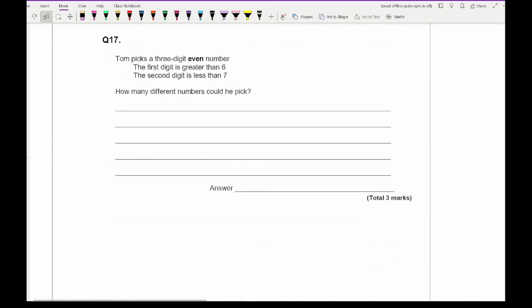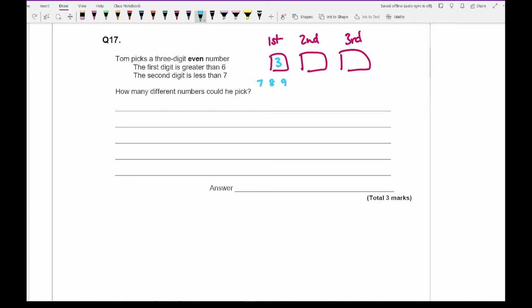Then moving on to our last and final example. So here it says Tom picks a 3-digit even number. The first digit is greater than 6 and the second digit is less than 7. How many different numbers could he pick? So here I've got a 3-digit number. So this is the first, this is the second, and this is the third. Now, in terms of his first digit being greater than 6, numbers greater than 6 are either going to be 7, 8, or 9. So there are 3 options.